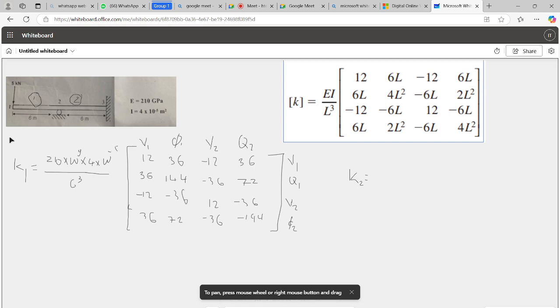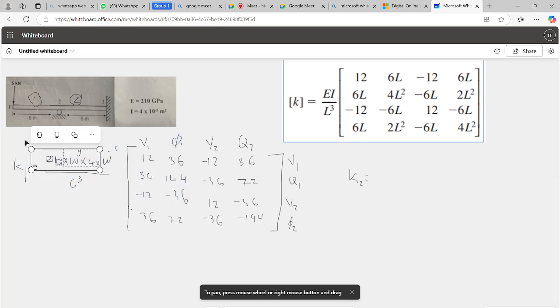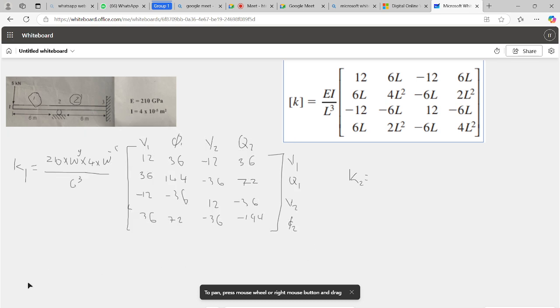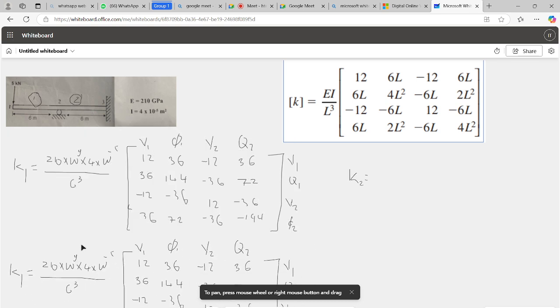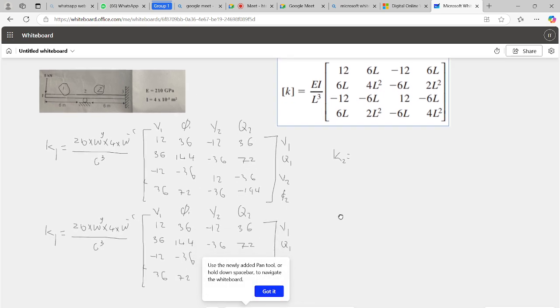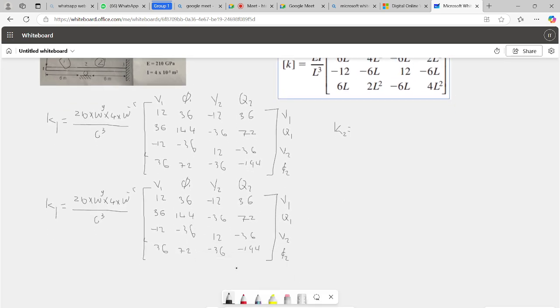But everything here, starting from this one to this one, Control C. Let me put it down here. Control V. It's the same, guys. The only thing changing here is that this one will be between V2 phi 2 and then V3 phi 3.